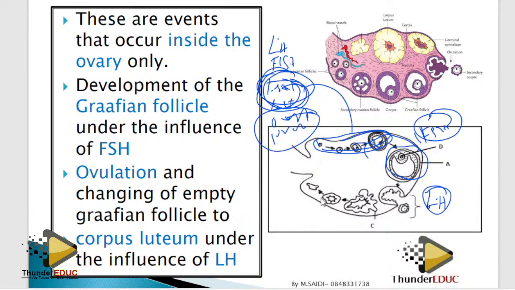Now, when this is developing, it produces a hormone called estrogen. We don't want to know the function of estrogen here; we shall know it in the uterine cycle. Then this one, the corpus luteum, produces progesterone. Done. The ovarian cycle is done. If you read here, it is what I've said: development of the Graafian follicle under the influence of follicle-stimulating hormone, then ovulation occurs, and the empty Graafian follicle changes to corpus luteum.